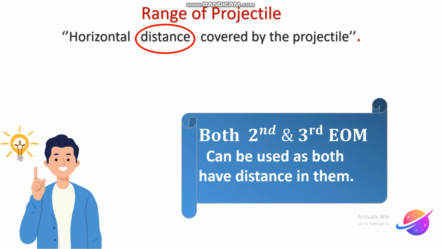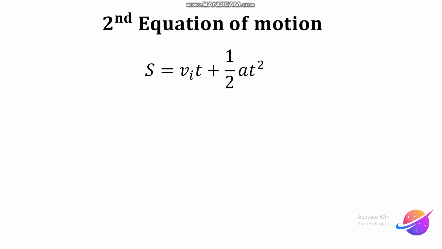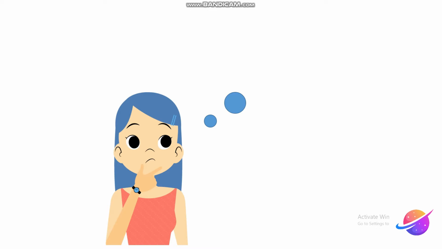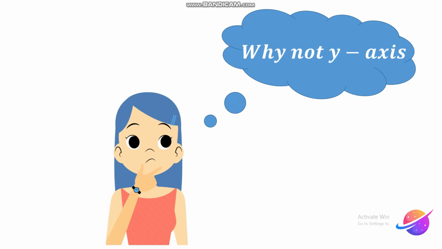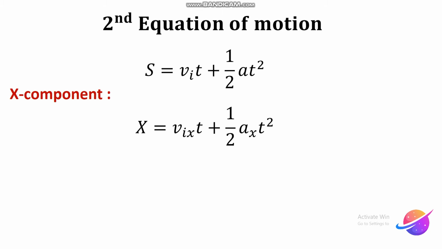So what is the second equation of motion? S is equal to vit plus half at square. It will become x is equal to vixt plus half axt square. Why x? You know that range is the horizontal distance, not vertical distance. So we will not convert this equation into y.